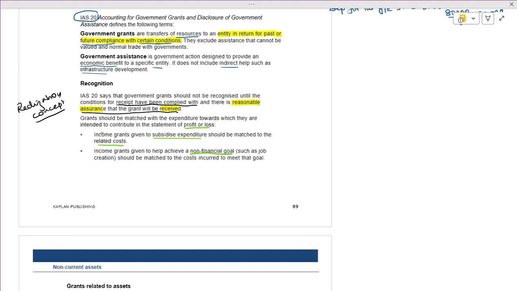Why will the government give grants? If you as a company generate employment, it is a contribution towards the economy. Government will give grants, but they will say they are subject to a condition: yes, we will give grants, but you have to generate employment. Should be matched with the cost incurred to meet that goal as such.